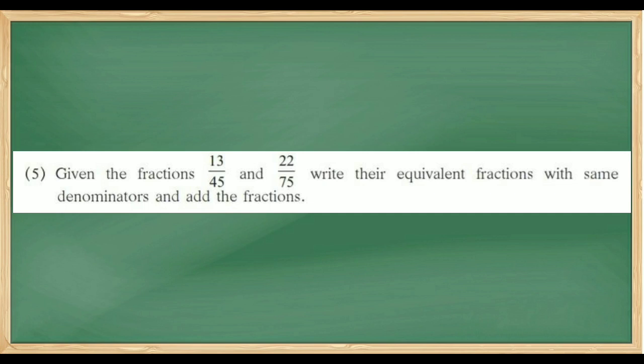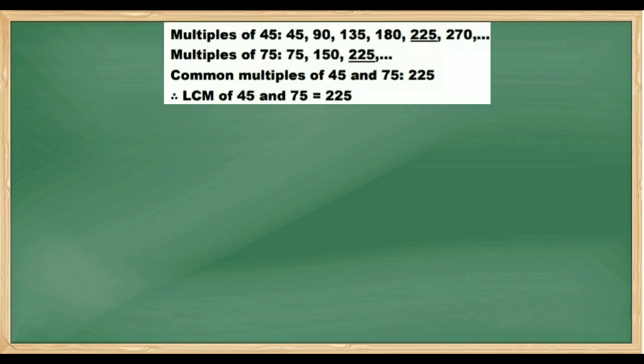Question 5. Given the fractions 13 upon 45 and 22 upon 75, write their equivalent fractions with same denominators and add the fractions. Now, in order to make the fractions equivalent, we'll have to make their denominators equal, for which we'll need to find out the LCM of the denominators, which is 225. So 225 will be the required denominator for both the fractions.